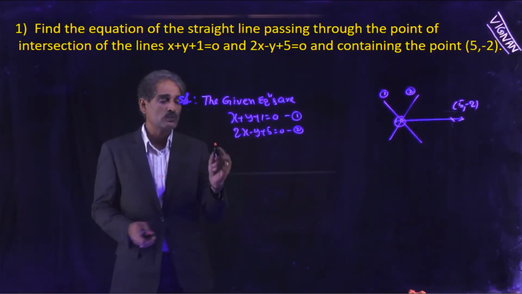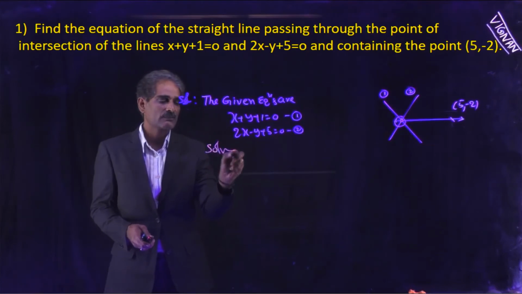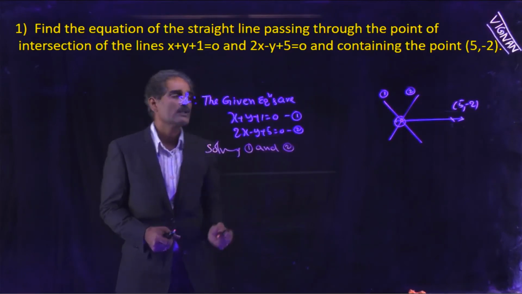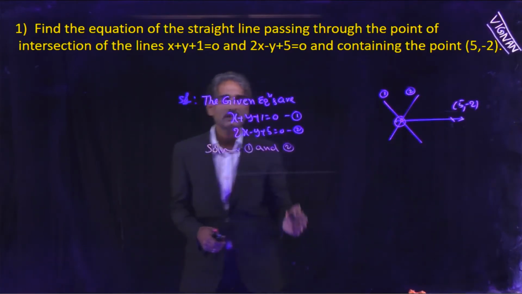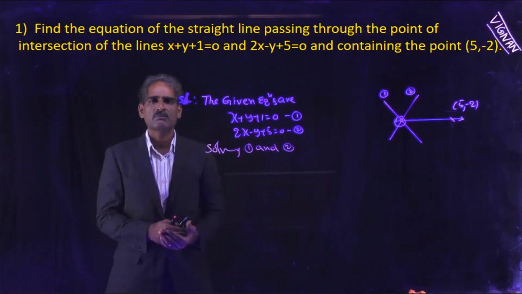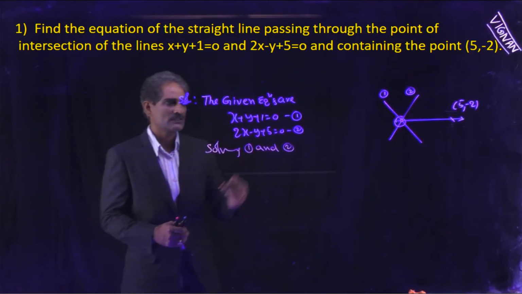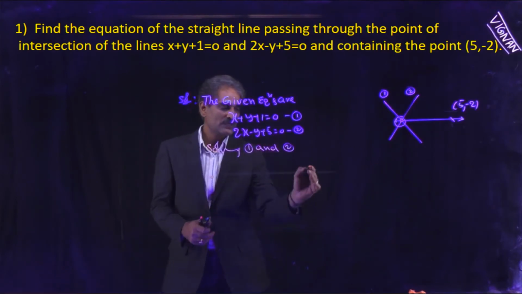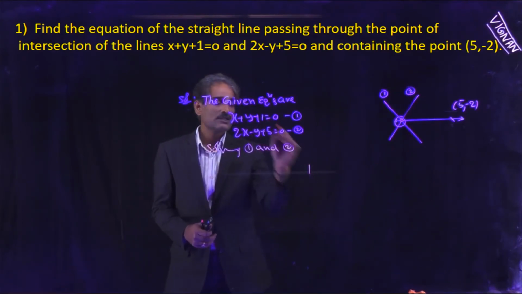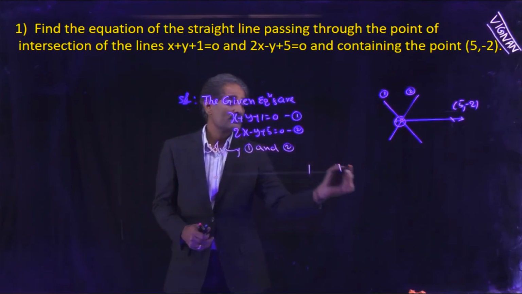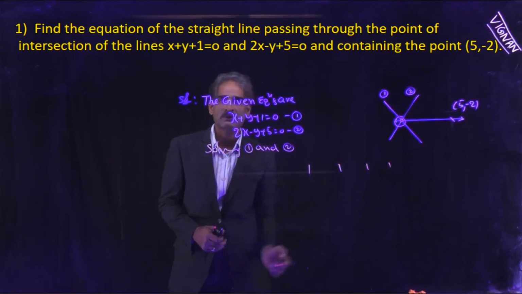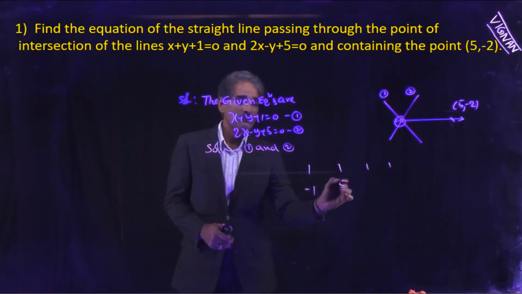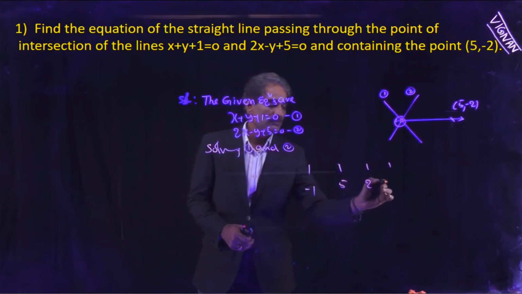Solving 1 and 2, we will get this point. Okay, so solving 1 and 2, just the YCX method, already we discussed it. Start with the coefficient of y of the first equation. The coefficient of y is 1, constant is 1, so x coefficient is also 1. Then again y coefficient: here y coefficient is minus 1, constant is 5, and x coefficient is 2 minus 1.